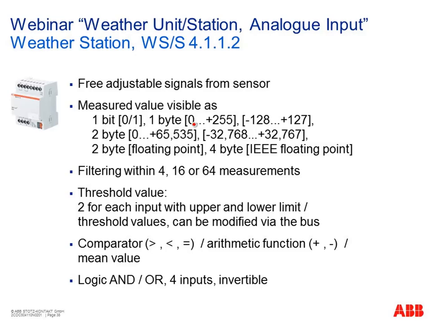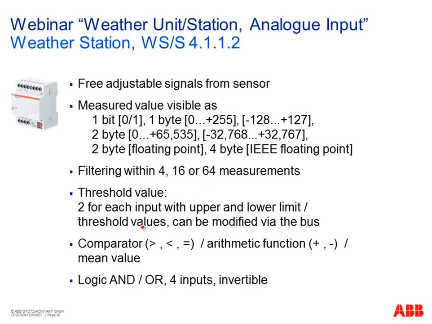Regarding software, measured values can of course be sent on the bus with different data types, like before. New here, or different compared with the weather unit, is that we can filter the measured values. For example, you would like to create a mean value out of the last 16 values you have measured. It allows you to filter any wrong measurement, for example. Not possible with the weather unit, but with the weather station.